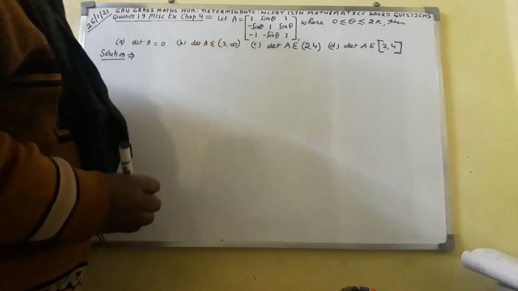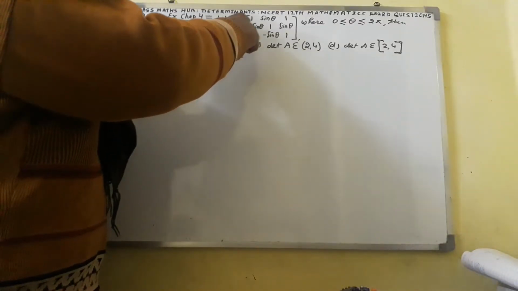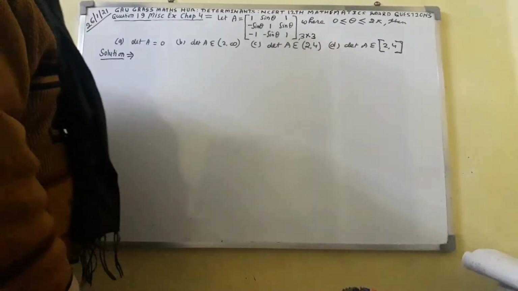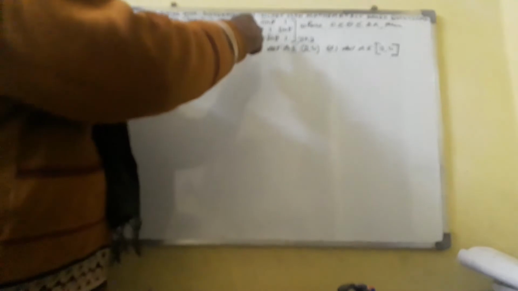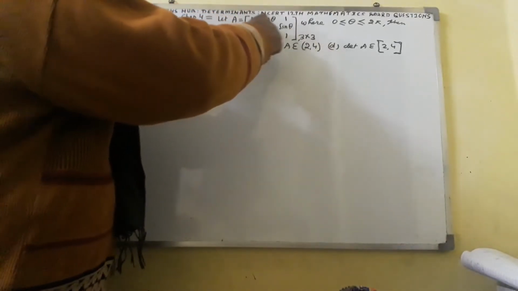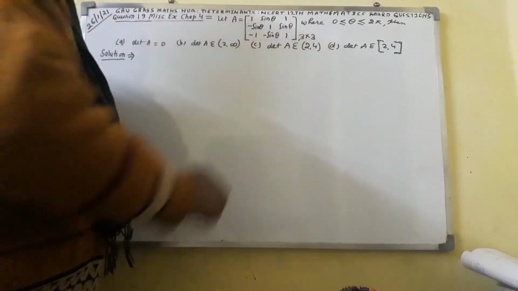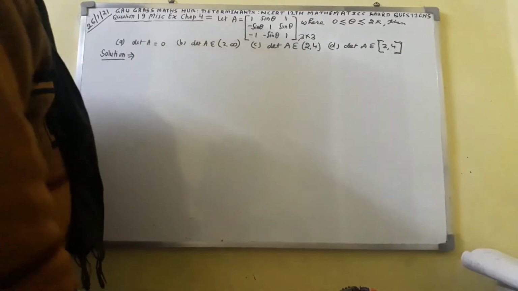Solution implies that here you can see the matrix A is of order 3 cross 3, because in the matrix A there are 3 rows, first row, second row and third row, and also there are 3 columns, first column, second column, third column. That's why the matrix A is of order 3 cross 3. That's why matrix A is a square matrix.